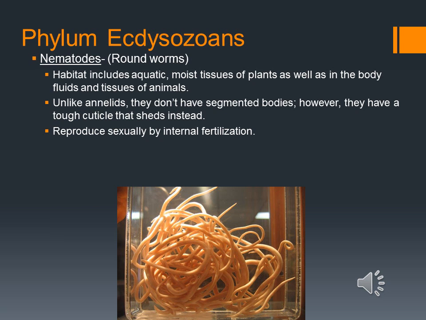Nematodes, also known as roundworms, live in aquatic habitats, in moist tissues of plants, or in body fluids and tissues of animals. They reproduce sexually by internal fertilization. Unlike annelids, they do not have a segmented body, but more of a tough cuticle that sheds. Nematodes possess an alimentary canal, a pseudocoelom, no circulatory system, and no segmented body. Some species of nematodes are important parasites of plants and animals. Others can be acquired by humans from undercooked pork.